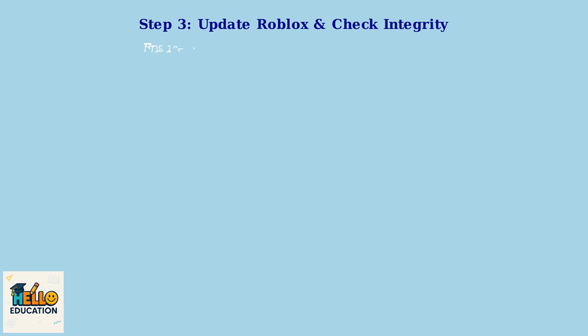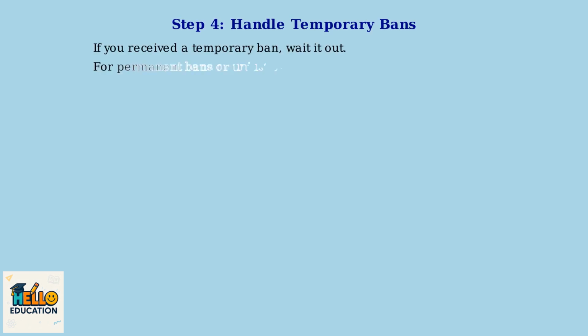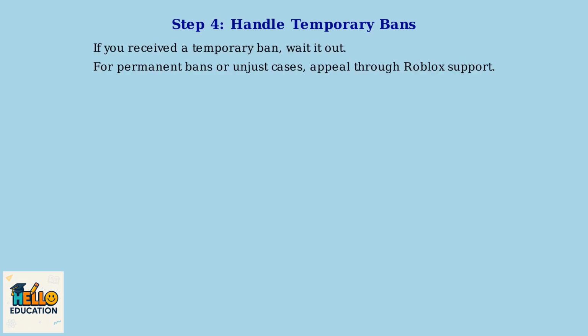Make sure your Roblox app is fully updated. Use the launcher to check for updates and run an integrity check to verify that files haven't been modified. If Error 110 resulted in a temporary ban, simply wait for the ban duration to expire, usually 1 to 7 days. If you believe the ban was unjust, submit an appeal through Roblox settings under Help.